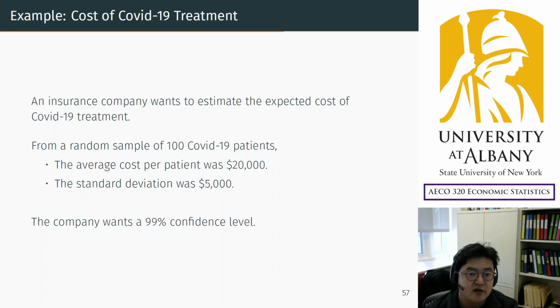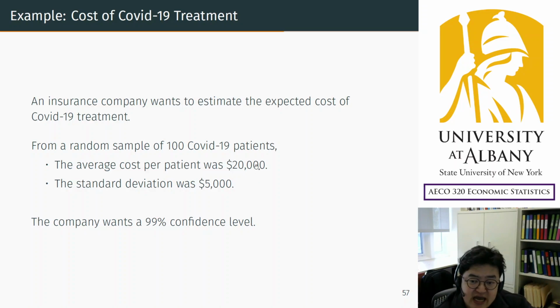Okay, suppose that you are a data analyst in an insurance company. You would like to estimate how much the COVID treatment would cost, right? So you observe 100 patients, and the data from the 100 observations give you these numbers. The average cost was $20,000 per patient, and the standard deviation was $5,000, right? And okay, so this is just data. What the insurance company wants is a 99% confidence interval, right?